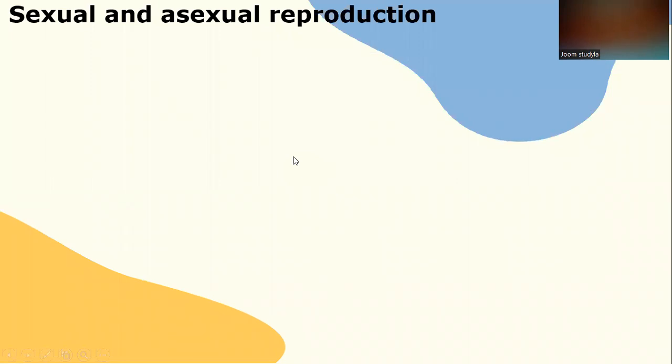Sexual and asexual reproduction. Many plants can reproduce in two ways, asexually and sexually. Which is better? In your opinion, which one is better? Okay, let's look at what criteria they have.